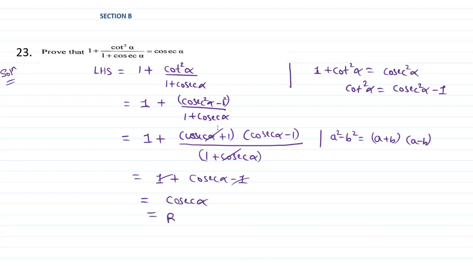This is nothing but the RHS part. Hence proved. Or, show that tan to the power 4 theta plus tan square theta is equal to sec to the power 4 theta minus sec square theta. Solution: consider the LHS part, that is tan raised to 4 theta plus tan square theta.